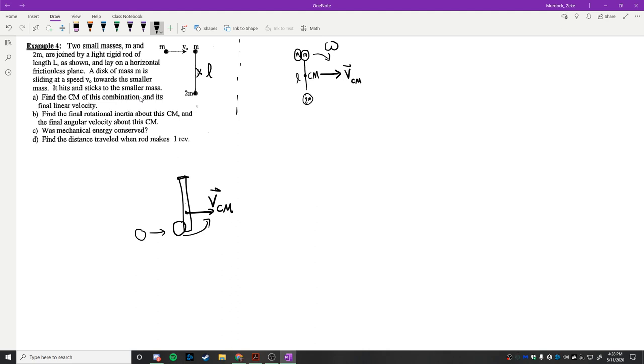So, our goal is to find the center of mass of the combination and its final linear velocity. That's what we're going to calculate. And then find the final rotational inertia about the center of mass and the final angular velocity about the center of mass. And then we'll solve some other things, okay? But the main difference here is that now we do not have a fixed pivot point, and so now we have to go back and look at this thing again.